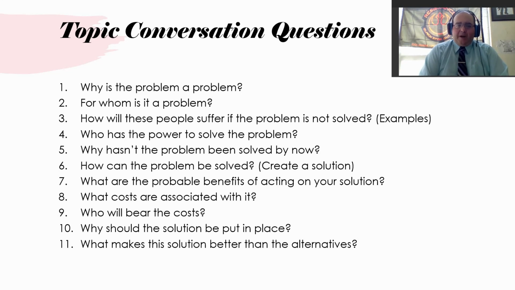Number 5, why hasn't the problem been solved by now? What is taking so long in getting this problem addressed? Number 6, how can the problem be solved? So create a solution. Come up with some way that you can solve the problem and satisfy all sides. What are the probable benefits of acting on your solution? How is it going to help? Specifically, the people that you are representing, the people who are suffering from the problem. But also, how is it going to benefit those who may not necessarily be suffering from the problem?